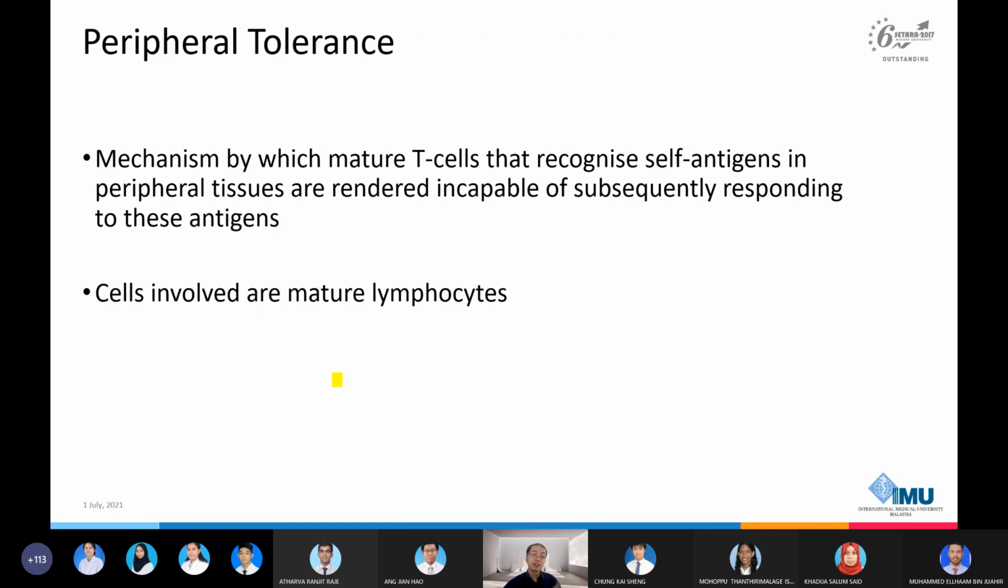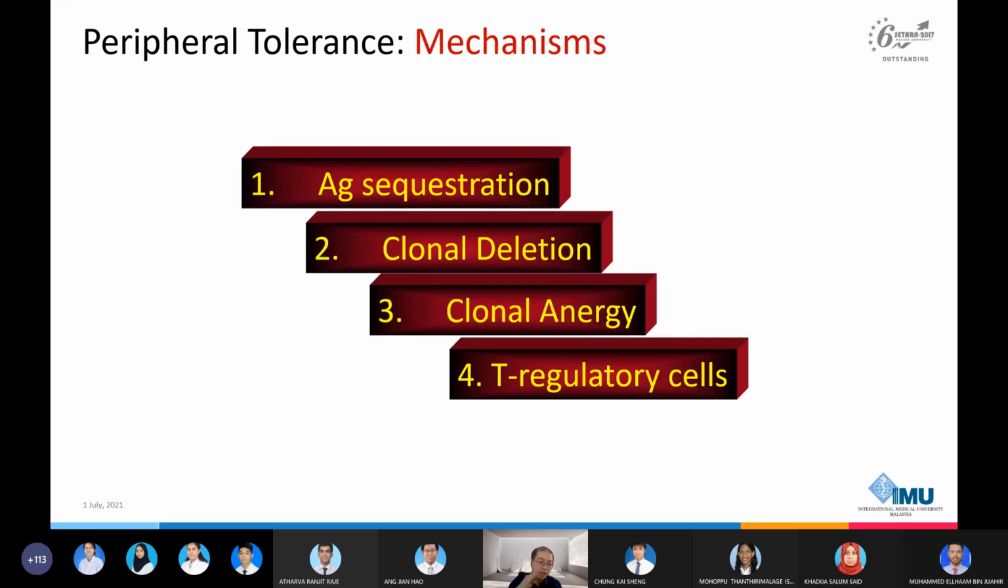Okay, and peripheral tolerance is a bit different. Just now we were talking about immature developing T cells. Here it is mature T cells. Mature T cells that recognize self-antigens in peripheral tissues are rendered incapable of subsequently responding to these antigens. Okay, the difference is mature lymphocytes. The mechanism was actually illustrated a bit in the previous lecture, but we're going through it a bit first. So we cover a few of the general mechanisms in peripheral tolerance: antigen sequestration, clonal deletion, clonal anergy, and Tregs.